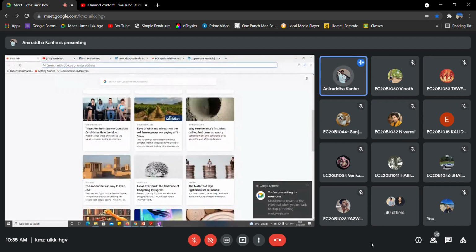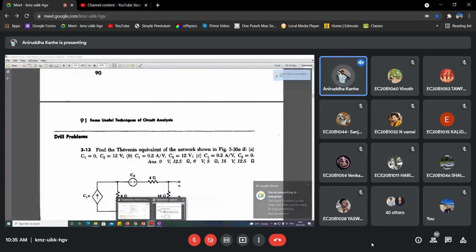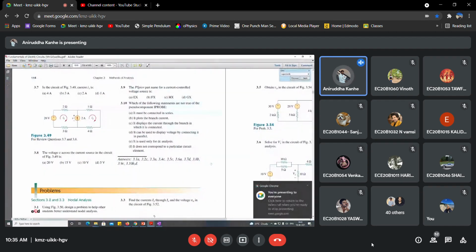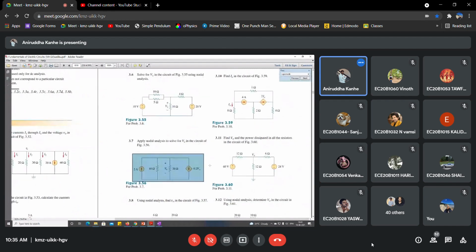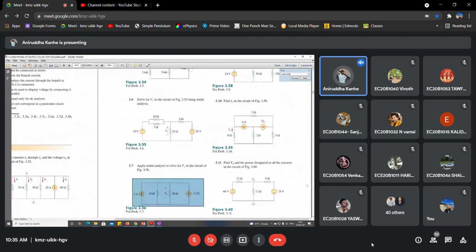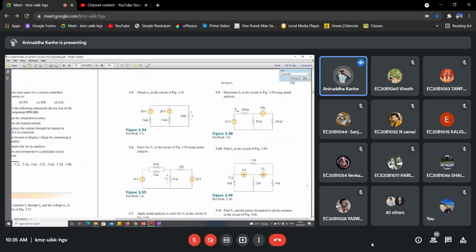I feel like we will see a few more questions, and only then we'll go for a new topic. Is it okay, or shall we start a new topic? Do you feel confident enough in solving the nodal equations? Some more problems. Okay, 3.9 is a supernode problem.